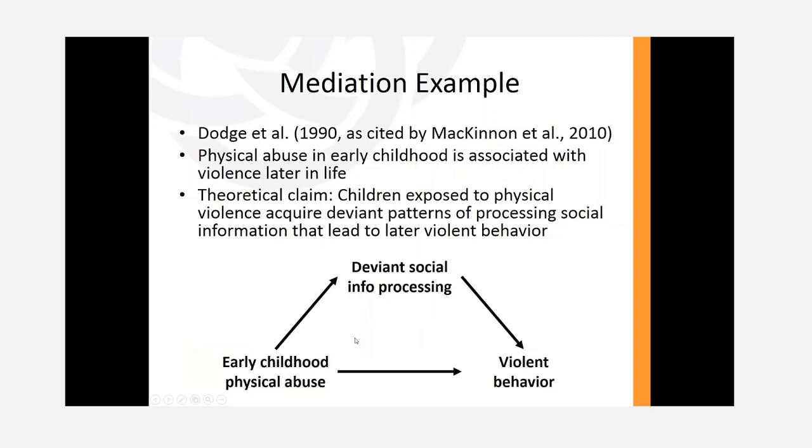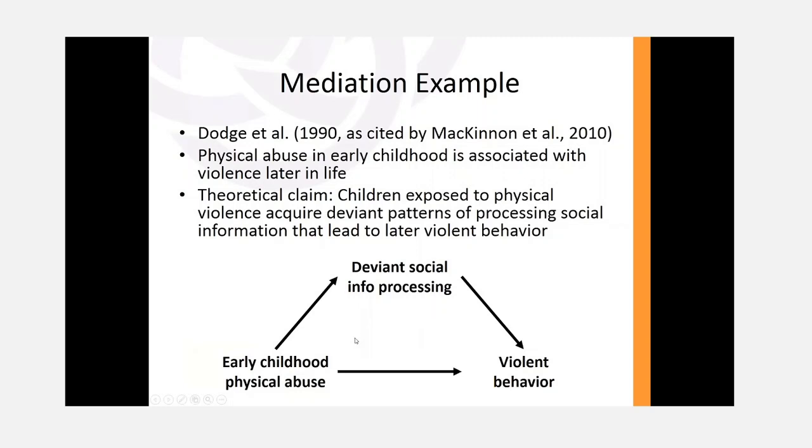So a good indication that you may be thinking mediation is going to be this classic triangular visualization. This is different from your moderation visualizations where you had levels of the moderator showing different strengths of correlation between your first two variables. If you're trying to depict mediation, much more often you're going to see a depiction like this. You're going to see your first two variables being at the bottom of a triangle, right? So in this case, the example depicted here of early childhood physical abuse leading to violent behavior, right?